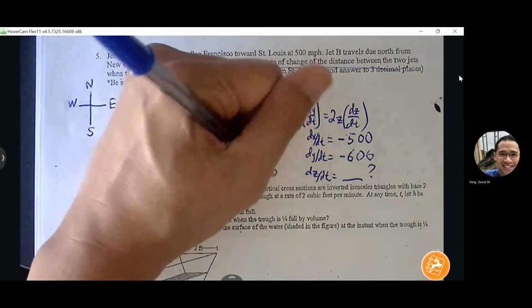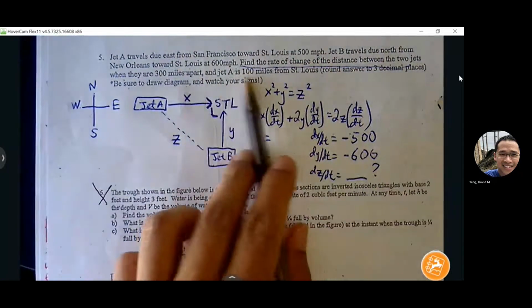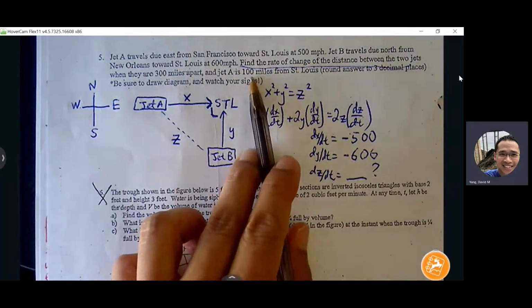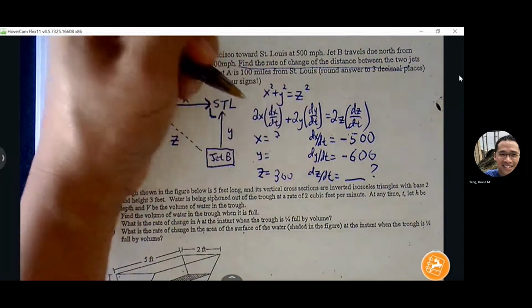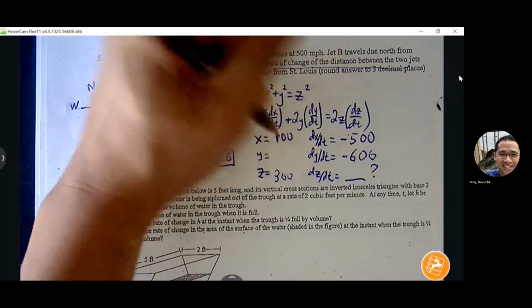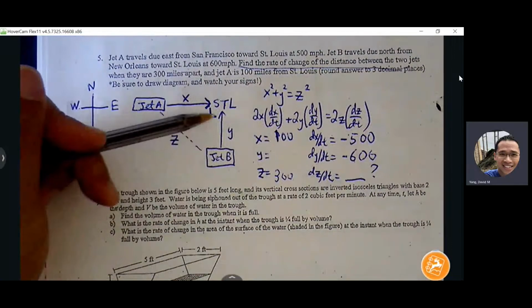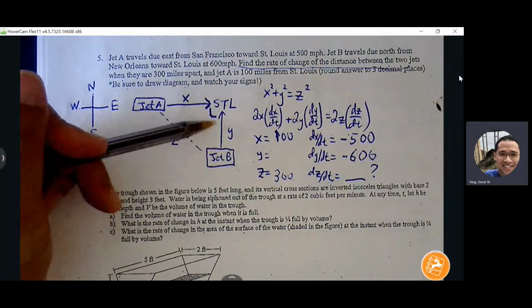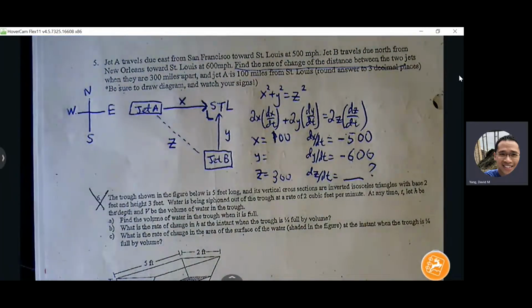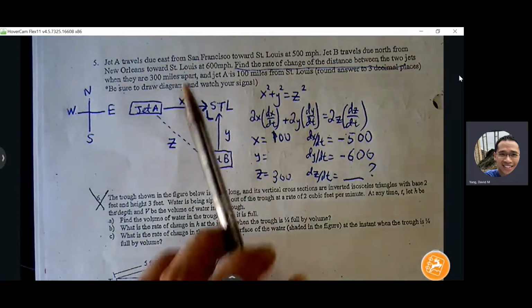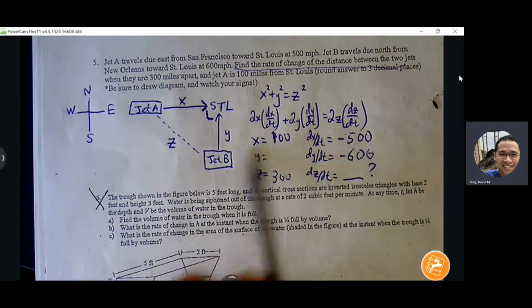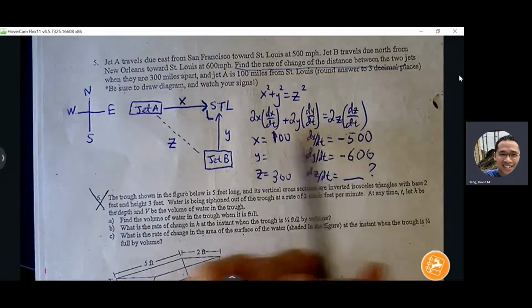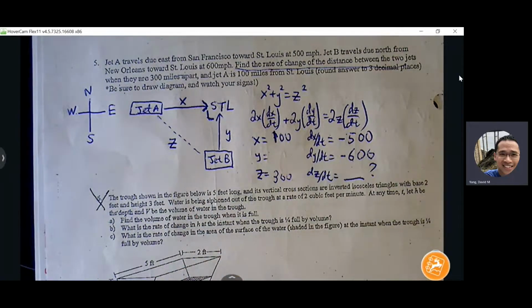Okay, find the rate of change between the two jets when they are 300 miles apart. Z, yeah. And the jet is 100 miles from St. Louis. X, yeah. So how can I find this y at that moment of time? Pythagorean theorem, a squared plus b squared equals c squared. You'll get a decimal value, so you're just going to round it to 3 decimal places. And once you're there, then everything is easy. You can just plug everything in and solve for your missing dz dt and make the calculator do all the work for you. Okay, so try that.